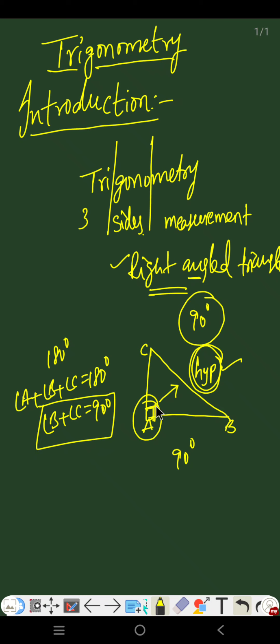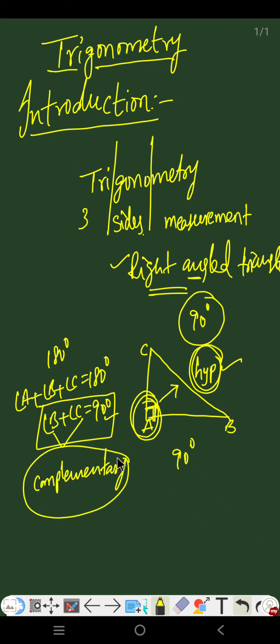Because in the right angle triangle, one angle is already fixed at 90 degrees, the sum of the remaining two angles is 90 degrees. When the sum of two angles is 90 degrees, those two angles are called complementary angles. So in the right angle triangle, other than 90 degrees, the remaining two angles are called complementary angles because their sum is 90 degrees. Is it clear?